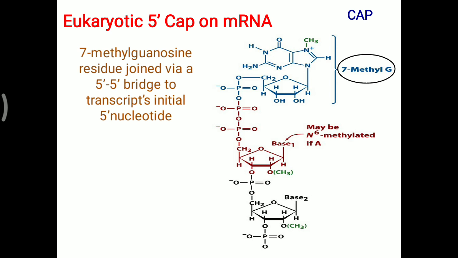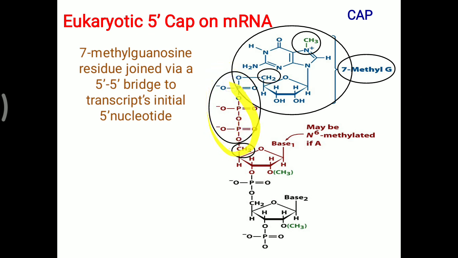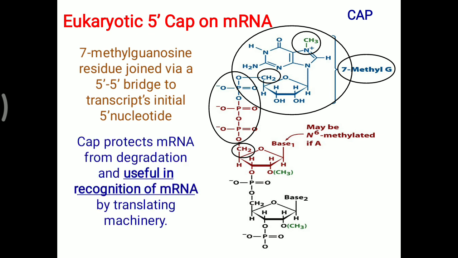Why is the name 7-methyl guanosine given? Because on this guanosine structure a methyl group is attached, so it is named 7-methyl guanosine. It is attached with the 5' bridge. There is one 5', a second 5', and they are attached with the help of a phosphate bond. So that is the 5' bridge, to the transcript's initial 5' nucleotide. This 5' cap protects mRNA from degradation and is also useful in recognition of mRNA. That is the most important function of 5' capping, recognition by the translating machinery, the ribosome.